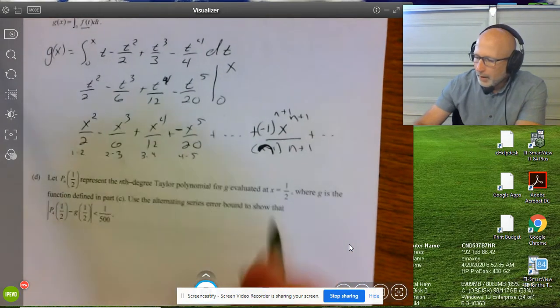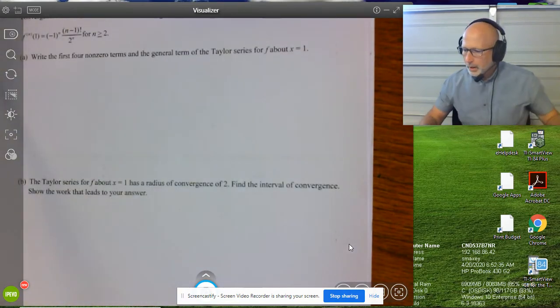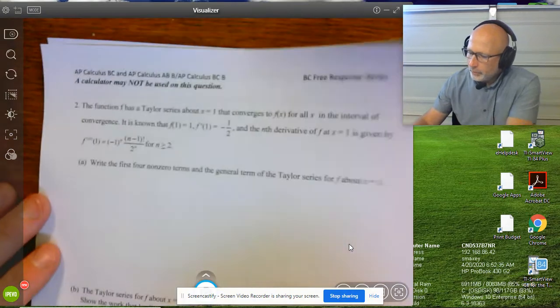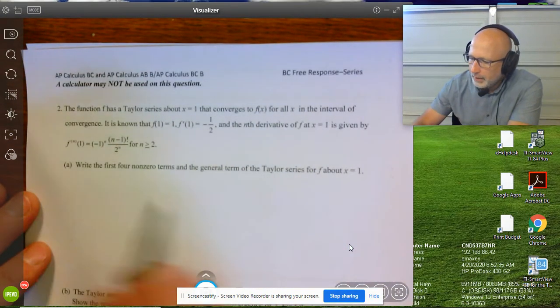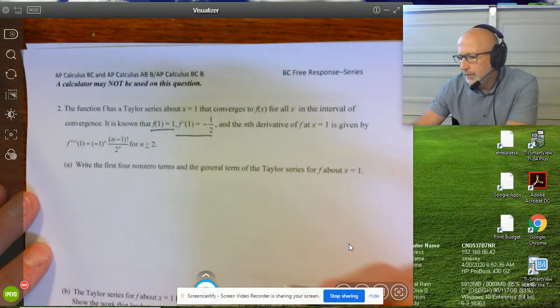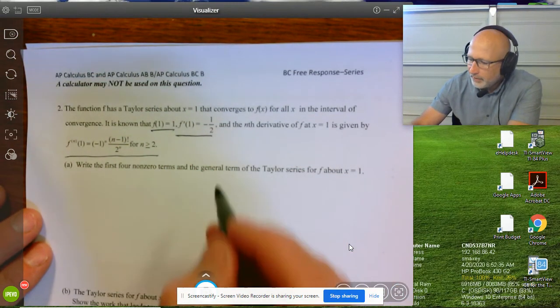Okay, the next one, the error bound, you don't have to do. Not going to be on the exam. Okay, number 2. Number 2 is basically the same type of question. It gives you f(1) is equal to 1, f prime of 1 is equal to -1/2, and it gives you the general formula here. Now, it's a Taylor series.